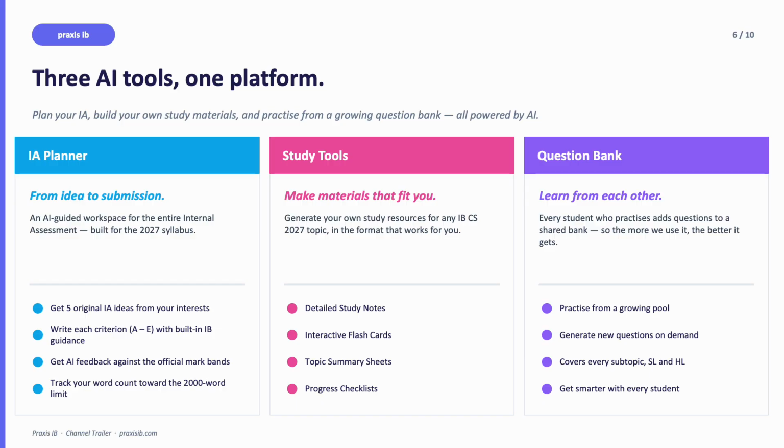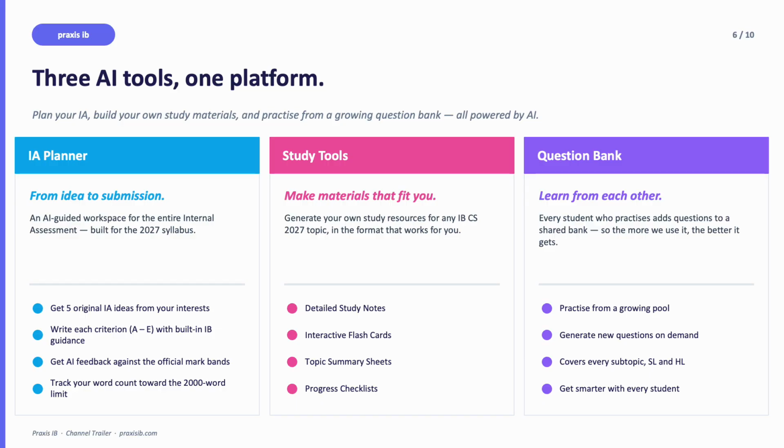Pick one, and the planner opens up a dedicated workspace for each of the 5 criteria: problem specification, planning, system overview, development, and evaluation. Each section comes with built-in IB guidance, examiner notes, command term reminders, common mistakes to avoid. You write directly in the platform. The word count tracks toward the 2000 word limit automatically. And whenever you want feedback, the AI marks your work against the official IB mark bands and tells you exactly where you stand.